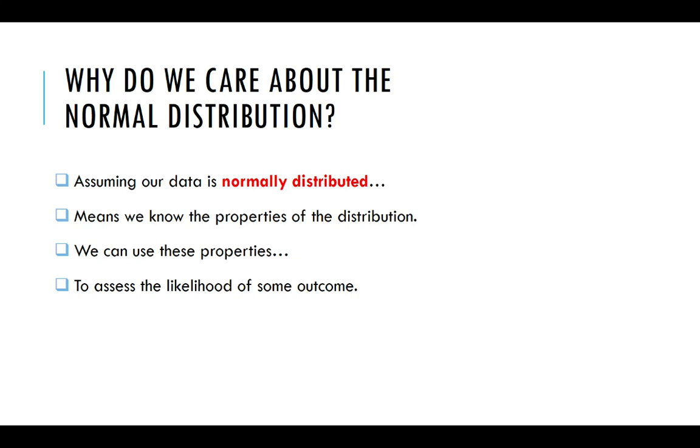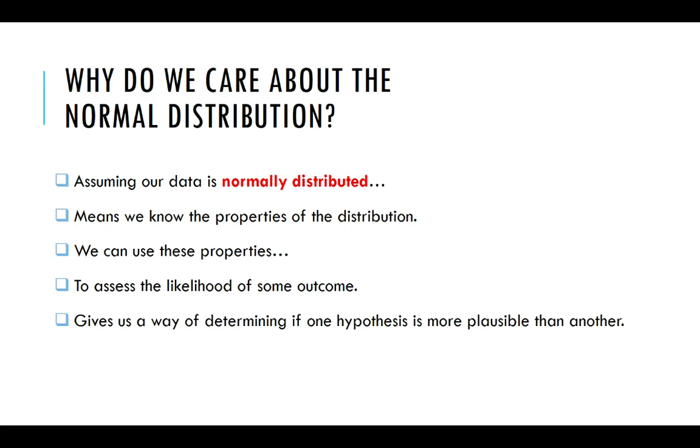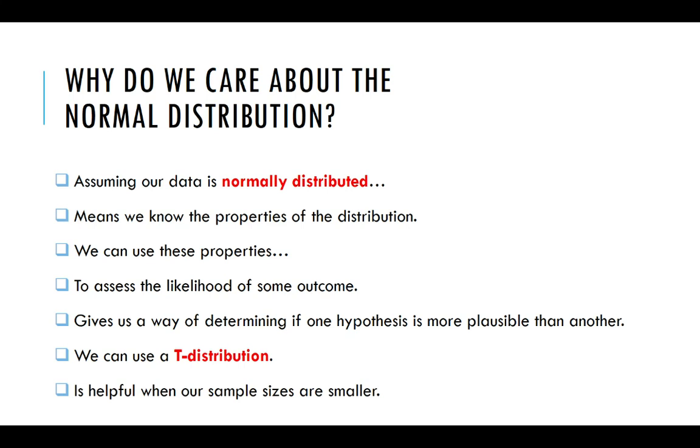So we can use those properties in order to assess the likelihood of some outcome. We're back to that thing we've talked about before, this level of certainty. How likely is something? How certain are we that something is true? And this gives us a way of determining if one hypothesis is more plausible than another hypothesis. To do this, we can use a t-distribution. The t-distribution is going to be very helpful when our sample sizes are smaller. You're going to see that as our sample sizes grow, the t-distribution starts looking like the normal distribution. But with smaller numbers of observations, we're going to see that they look different.